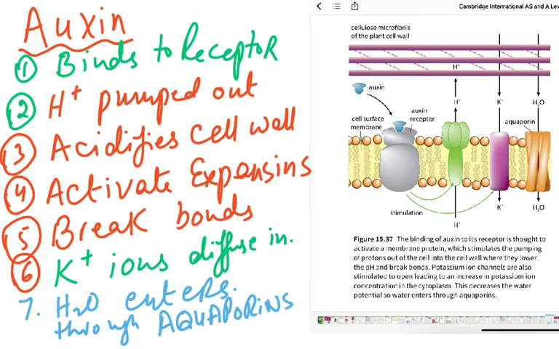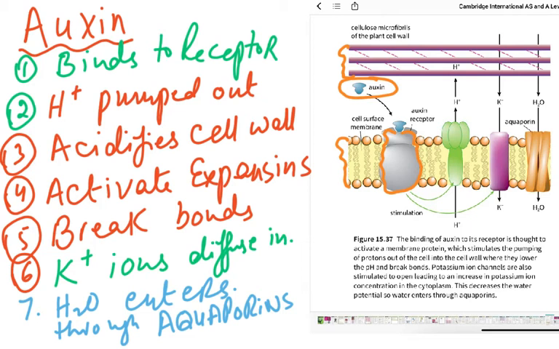Now, auxin has a role to play in cell elongation, and I'm going to try and explain that to you here as best as I can. First of all, what you have to understand is that the auxin binds to a receptor. This is the receptor in the cell membrane, because as you know, plant cells have a cell wall and a cell membrane. So this part is the cell wall, and this part is the cell membrane. So there are receptors in the cell membrane where the auxin binds.